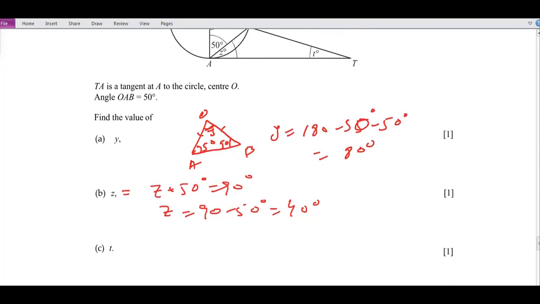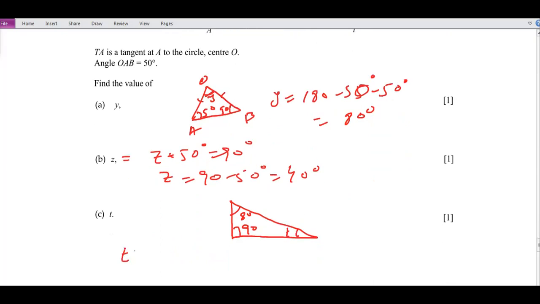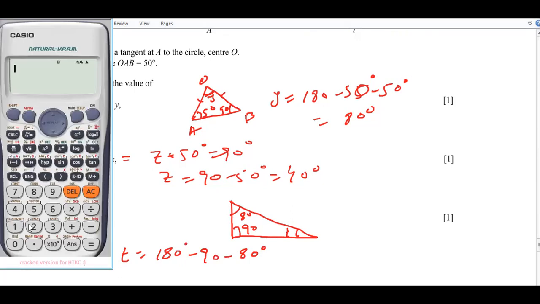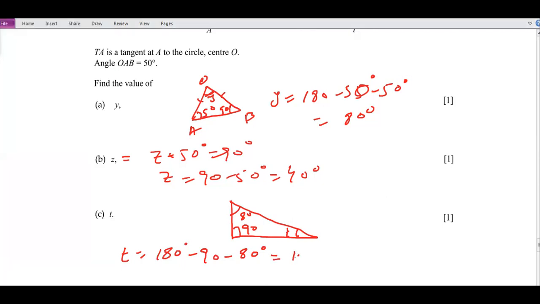Now to find t, what do you have to do? Consider this triangle. This already is 90. This you found is 80. Then what is this remaining angle? This is t. T will be equal to 180 minus 90 minus 80. So the missing angle is 10. That is 10. So quite simple.